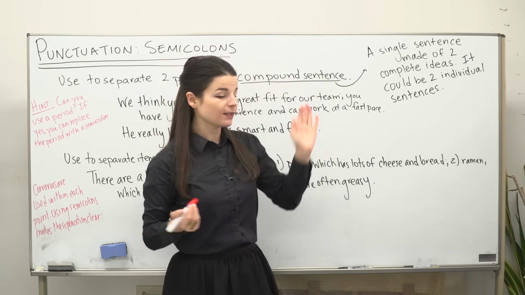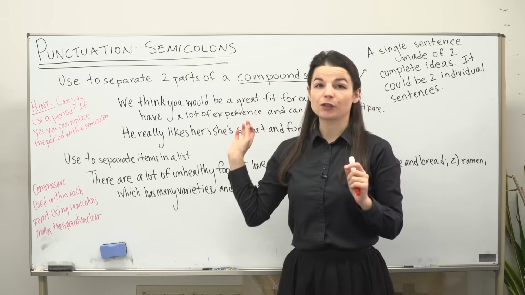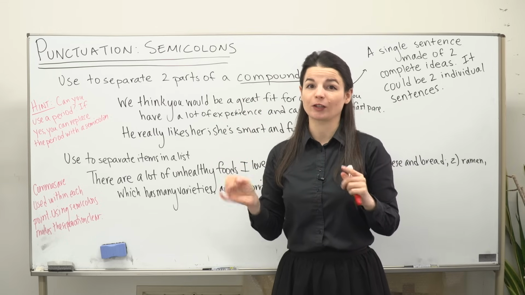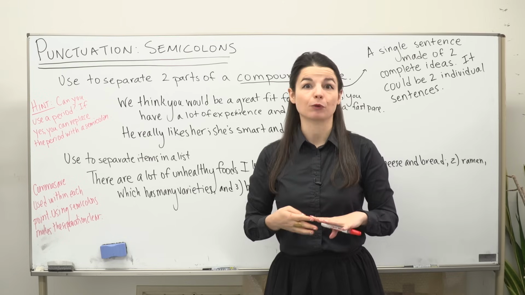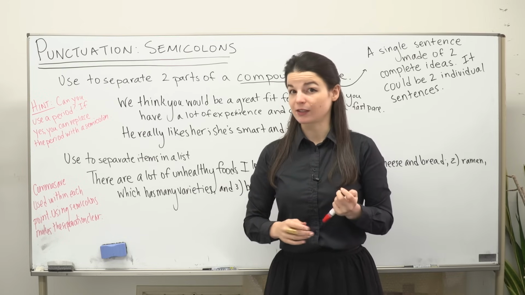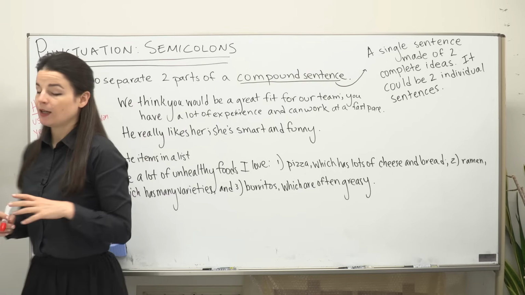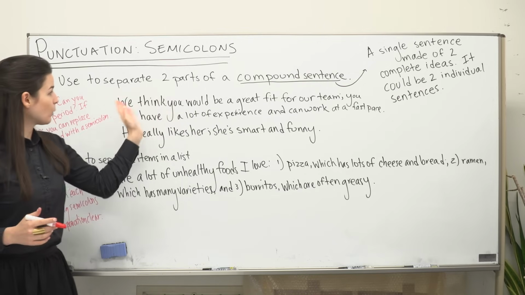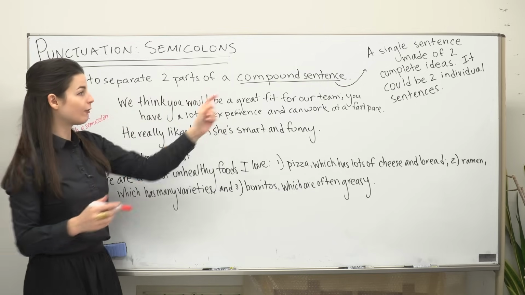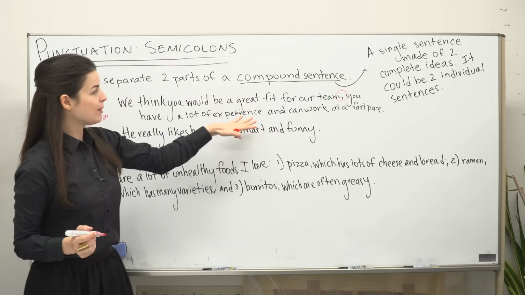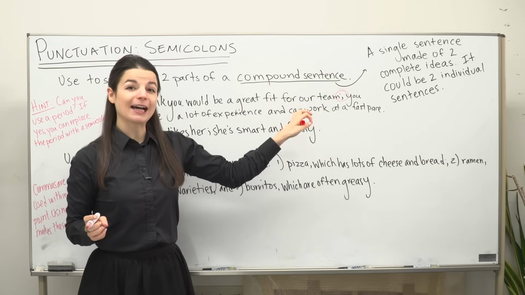So we can use semicolons to separate the 2 parts of a compound sentence, but we don't need to use a word like and, but, or, for, so, those words. We don't need to use those. So let's look at an example here. My first example is, we think you would be a great fit for our team, semicolon. You have a lot of experience and can work at a fast pace.